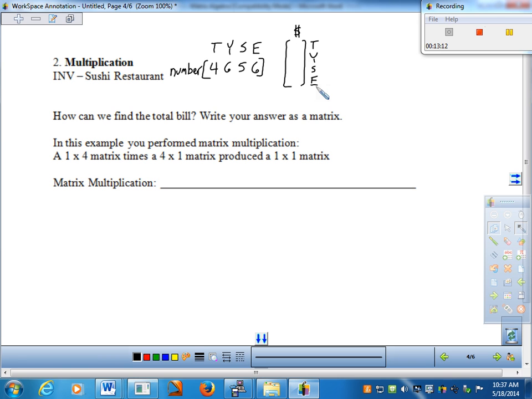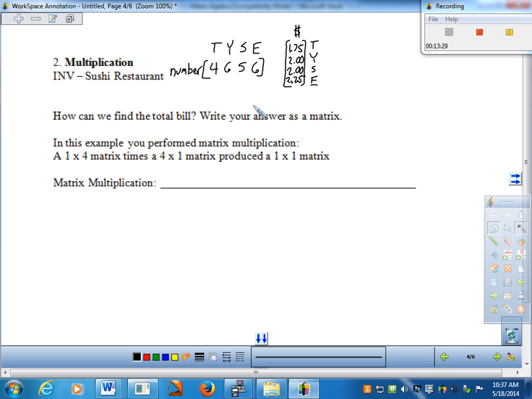And again, totally arbitrary. I just made this up. Let's go with the $1.75 on the tuna, 2 for the yellowtail, 2 for the salmon, and how about $2.25 on the eel? All right, so something like that will do.